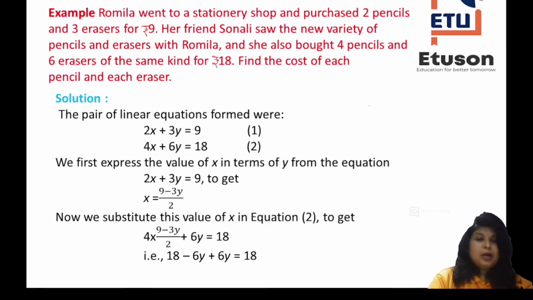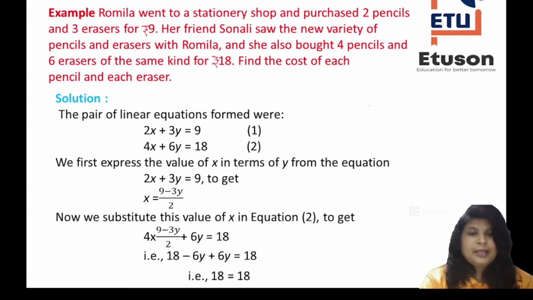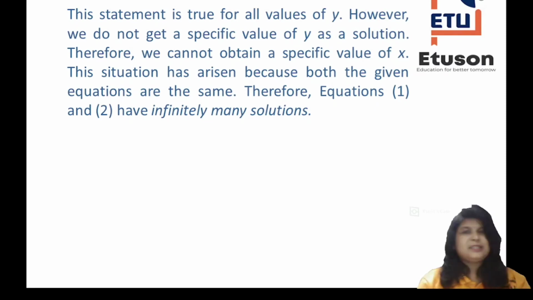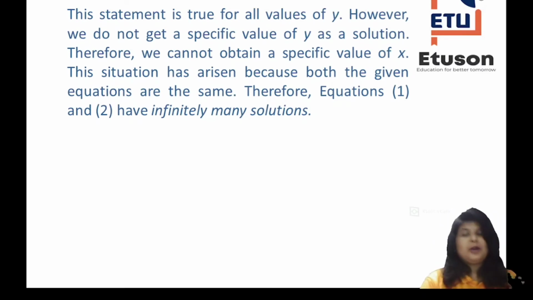Correct or not? Now what is happening here? Minus 6y and plus 6y are getting cancelled. So what you are getting is 18 is equal to 18. Then how to find out the cost of pencil and eraser, and what should you conclude if this kind of situation arises? You should understand that the pair of linear equations has many solutions. There is no specific solution to the problem. Rather, you have many solutions to the pair of linear equations.